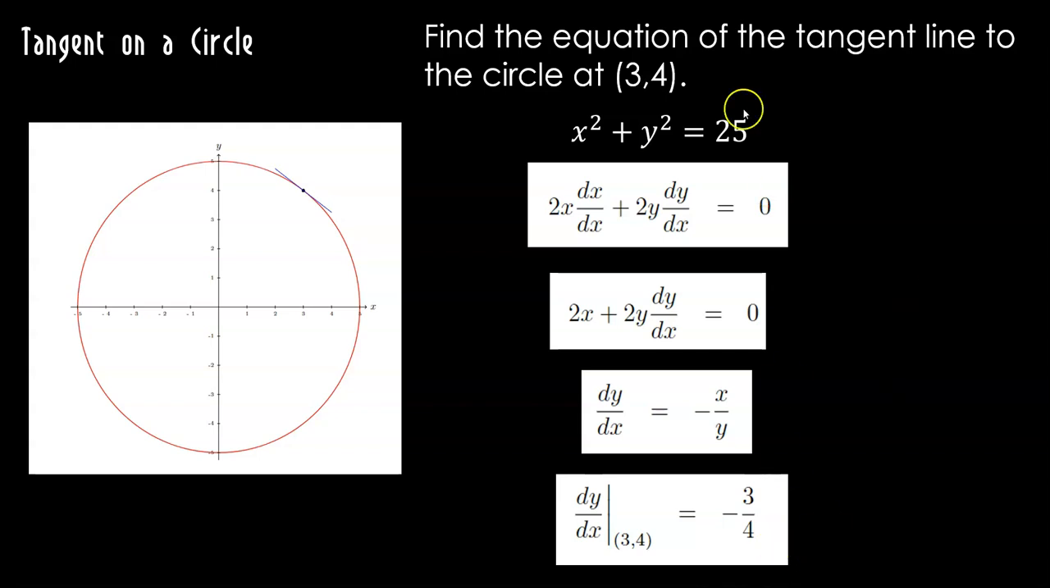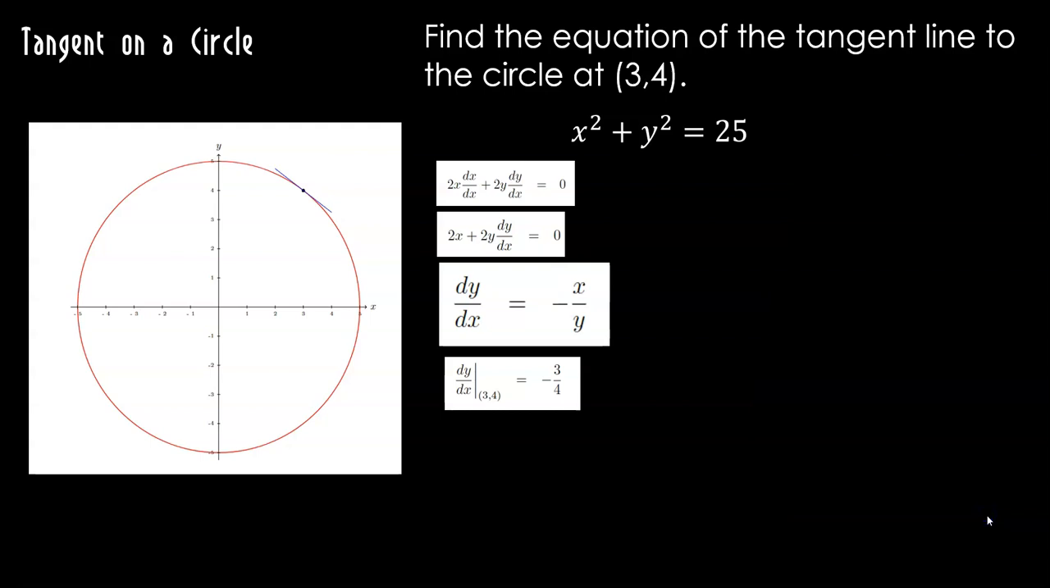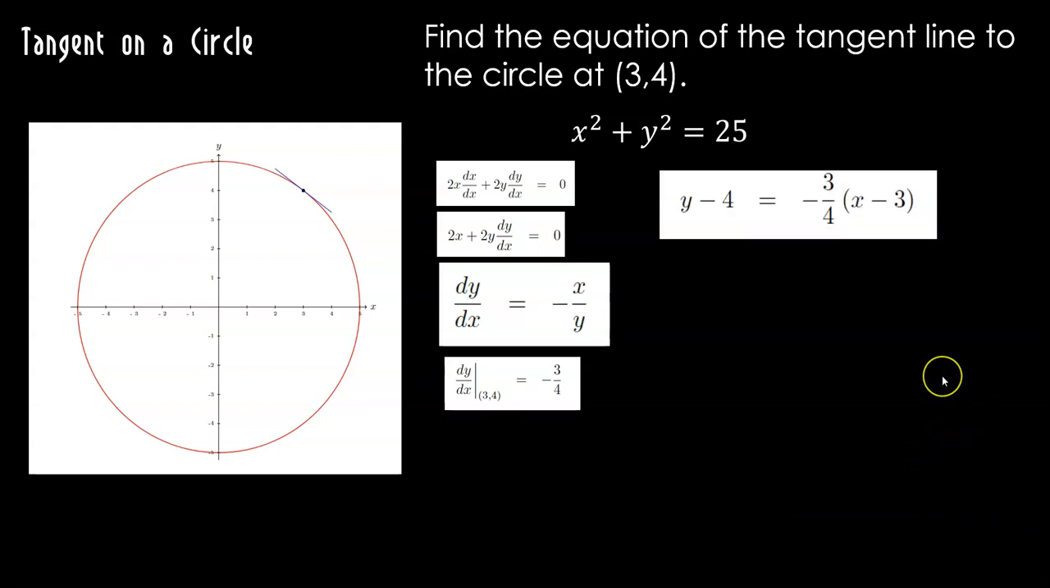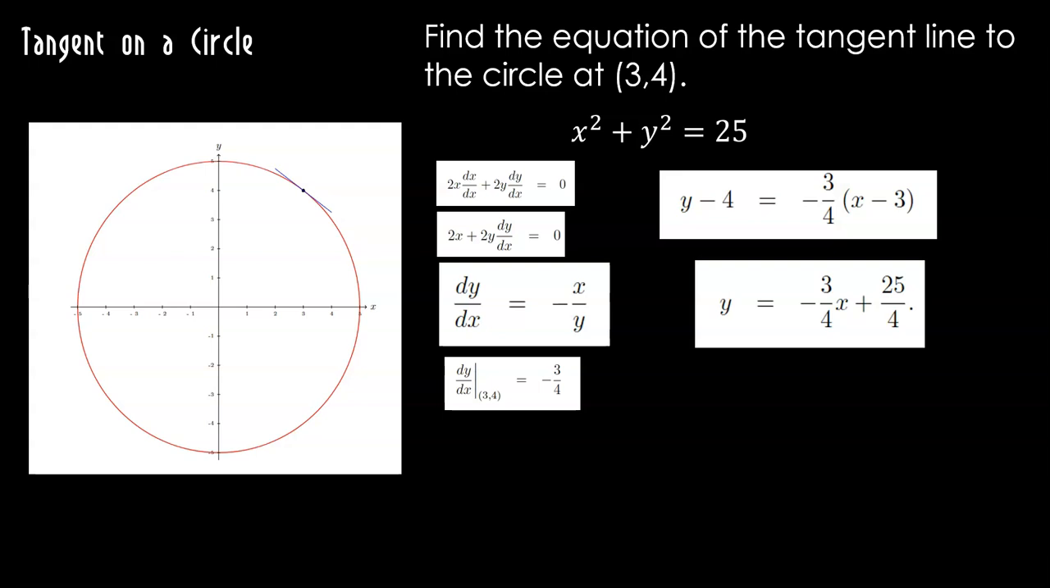So given the point and given the slope, I can use the point slope form. I need a little bit more room here. Let's see if I can scooch that up. I have y minus the y coordinate of 4 equals negative 3/4 times x minus the x coordinate of 3. And when I simplify, I get y equals negative 3/4 x plus 25/4.